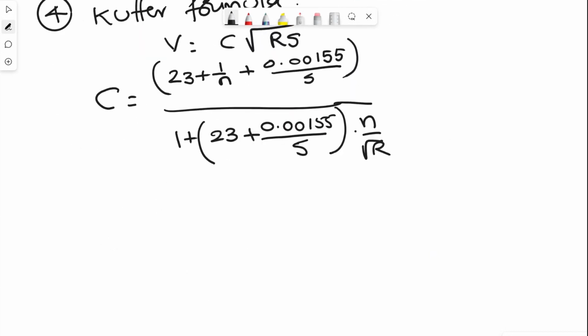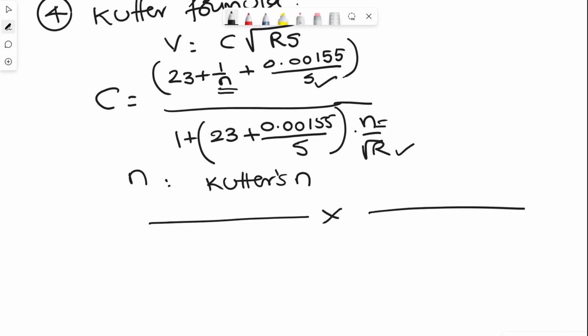So in this, S is the channel bed slope, you know it, R is equal to A by P, you know it, and the only new thing is n, which is Kutter's n. Kutter tried to give the n values in this equation. So these are the four equations which are useful for determining the velocity, and thereby discharge is equal to velocity into area.